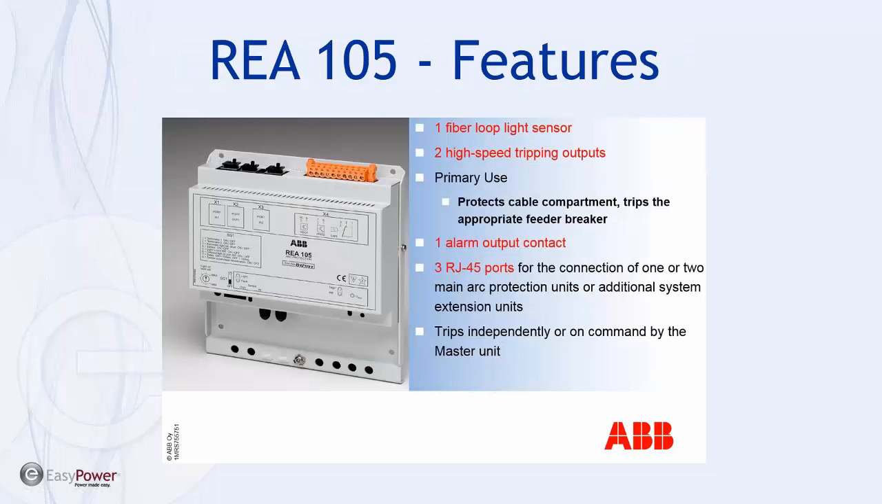Now let's get to talk about the RA105. That has one loop sensor. It has two high-speed tripping outputs, alarm contact, and 3 RJ45 ports. You can connect this either to the main or to additional extension units. The reason here you want to connect it to the main is because the main provides current information to the RA105, and if light is also detected, then it trips its own high-speed outputs, making it selective.